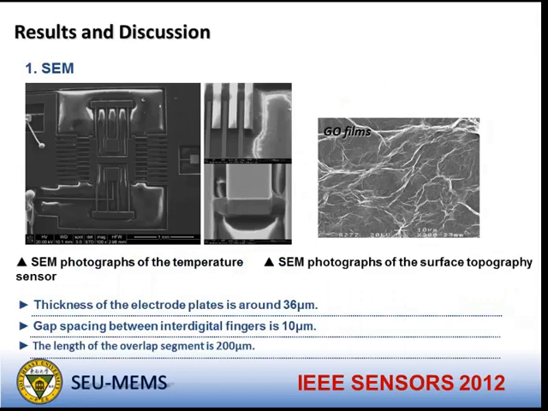Now, these are the SEM photos of the temperature sensor. The graphene oxide was filled in the gap between the two fingers, and this is the SEM photo of the graphene oxide on the surface of the silicon.